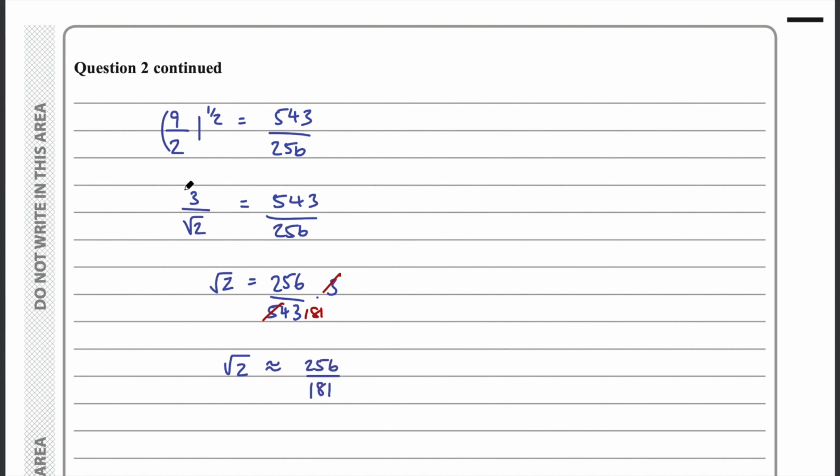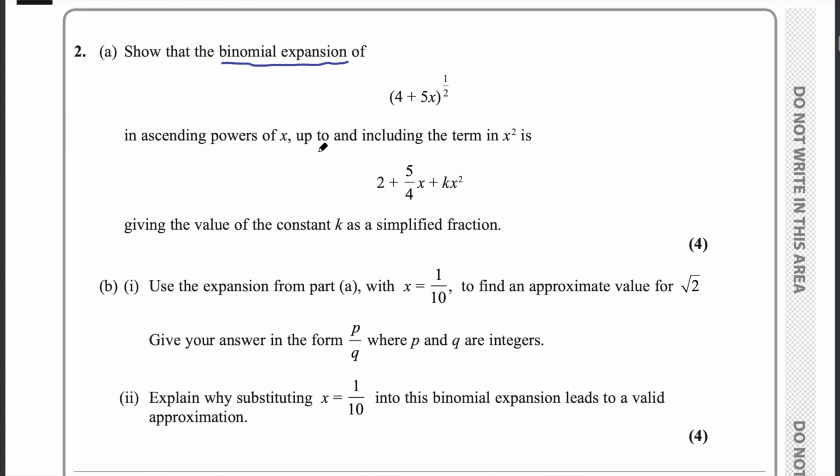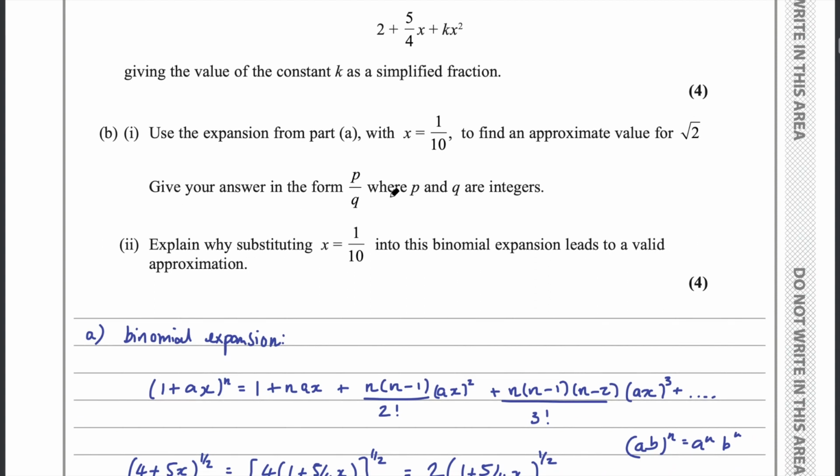Now, you can also write 3 on root 2 slightly differently because 1 on root 2 is also equal to root 2 on 2. Those two things are equivalent, so using that idea, you can also write this as 3 on root 2 is equal to 3 root 2 on 2. So then you get a different equivalent fraction to this. So it would be 181 on 128. So there are two equivalent fractions as answers to this question. So just going back to the question again, we've given it in the form P over Q, where they're both integers.